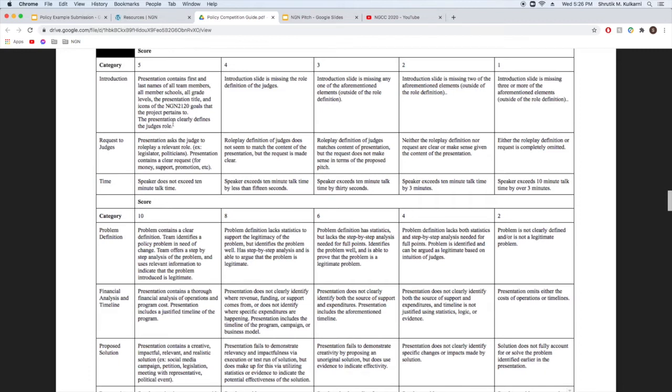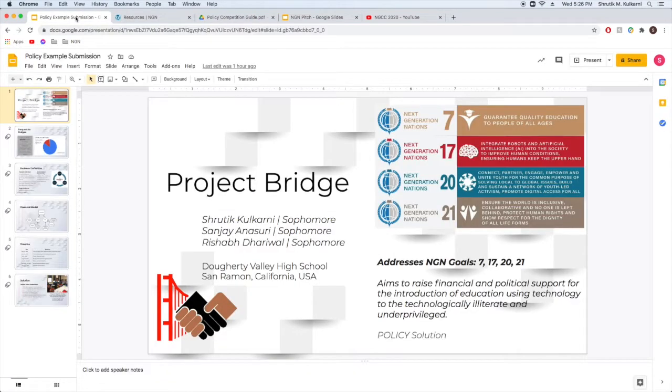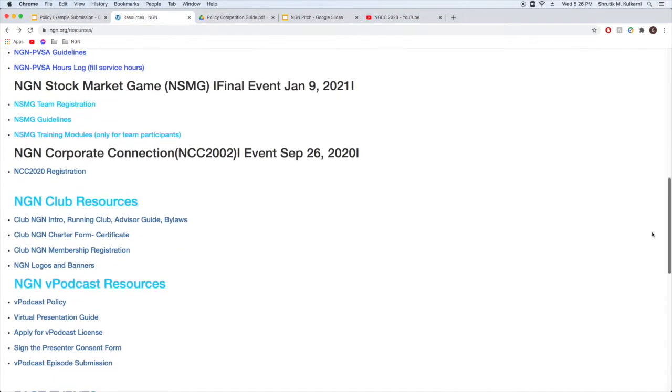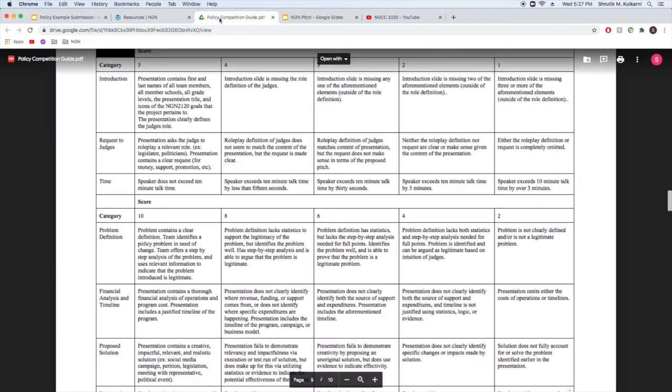I don't really think there's a way to elevate this, but obviously, you can make it look a little more aesthetically pleasing. You can access all of the icons and images over here in the NGN Club resources, where you go to NGN logos and banners. Everything is there. But yeah.